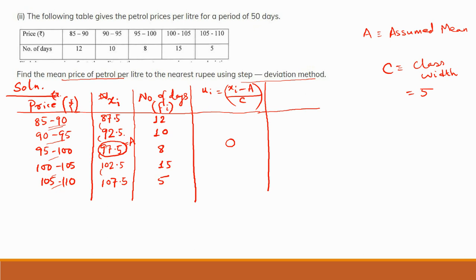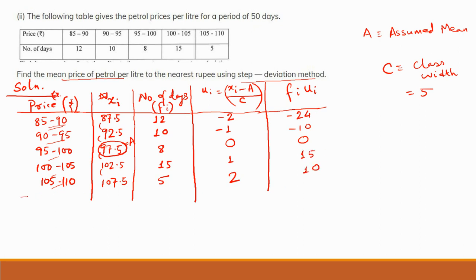So 92.5 minus 97.5 is minus 5, divided by 5 is minus 1. And 87.5 minus 97.5, the difference is minus 10, divided by 5 is minus 2. Here it will be 1, here it is 2. Okay, now this is fi, this is ui. You have to find fi ui. You know the formula for step deviation method, right? You first find ui, and then you multiply the frequency times this ui. So 12 times minus 2 is minus 24. 10 times minus 1 is minus 10. This is 0, 15, 10.